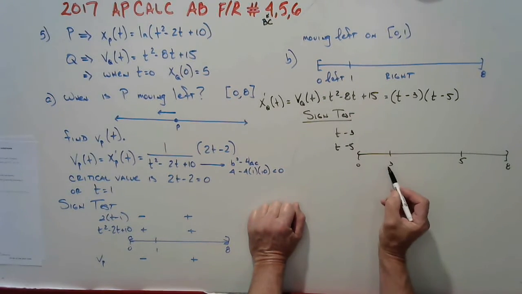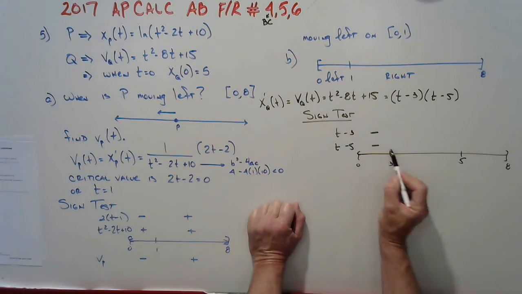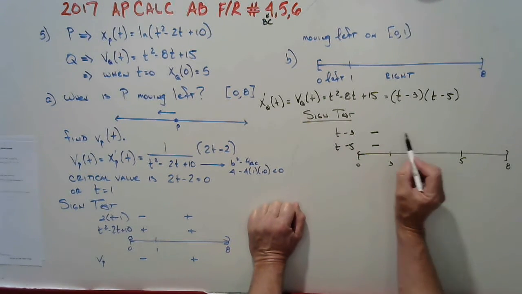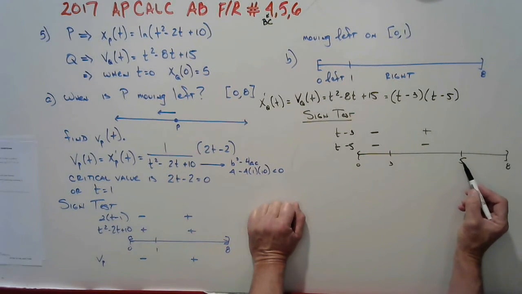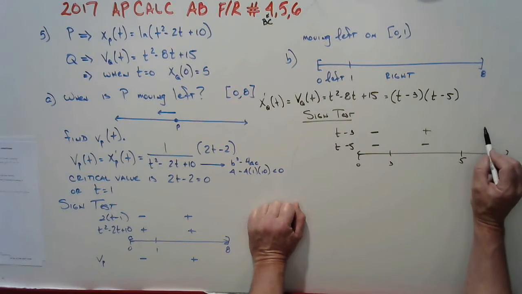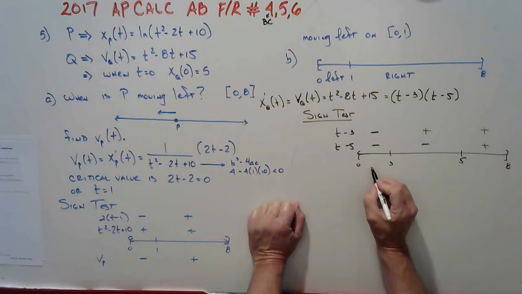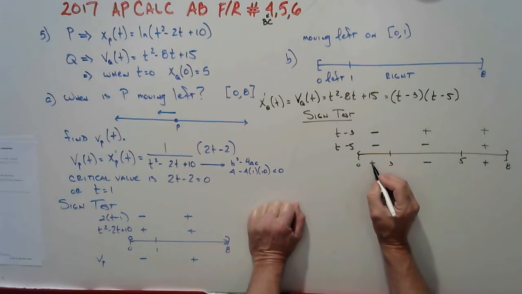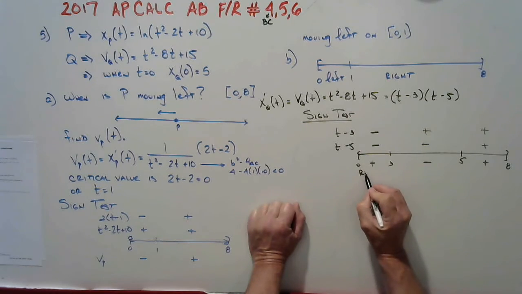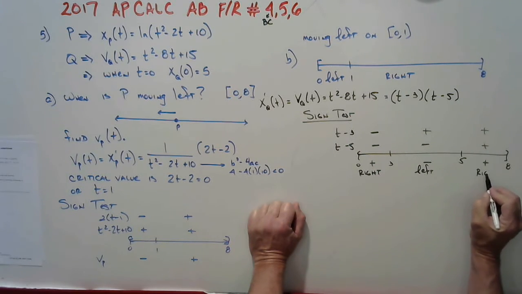So I plug in 2. I get 2 minus 3, that's negative. I plug in 2 here, I get another negative. Here I plug in 4. 4 minus 3 is positive. Here I plug in 4, I get a negative. Here I plug in 6. 6 minus 3 is positive. 6 minus 5 is positive. So here we're plus, here we're minus, here we're plus. What does that mean? This means we're moving right. This means we're moving left. Velocity is negative. Here we're moving right.